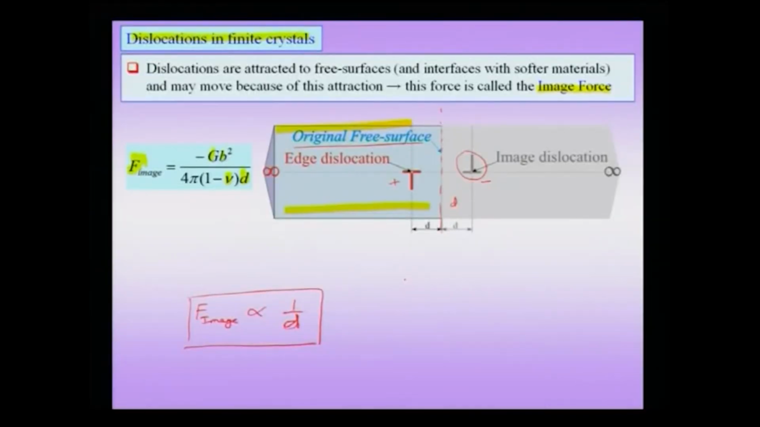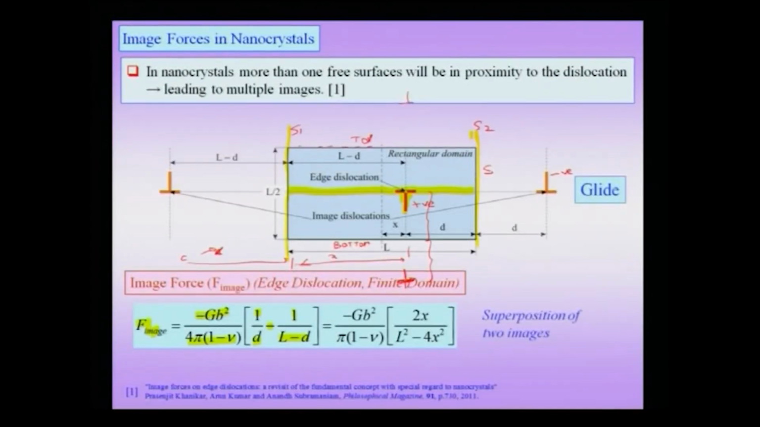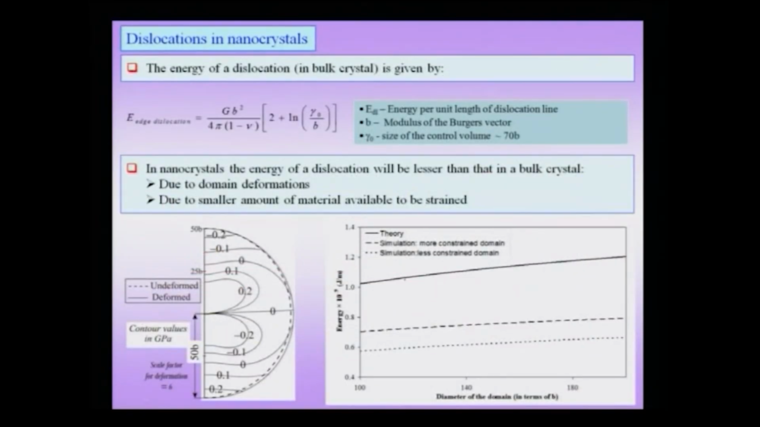And it is important to note that in the case of a bulk crystal, if the dislocation is far away from the free surface, the force will be too small and I need not worry about it, while in the case of a nanocrystal, I cannot ignore the images, because the dislocation is going to be in proximity of the free surfaces.